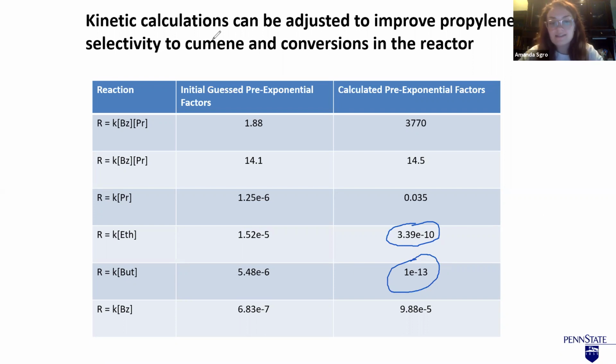There is a less than desirable propylene selectivity to cumene and a higher than desirable propylene selectivity to cyclohexane. This causes a surge of cyclohexane in the process. In summary, the kinetic calculations can be adjusted in order to improve the overall selectivity to cumene.